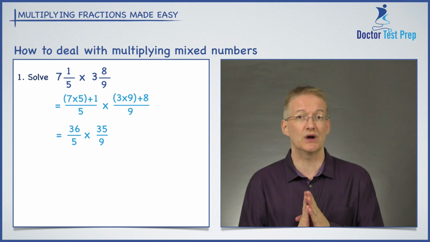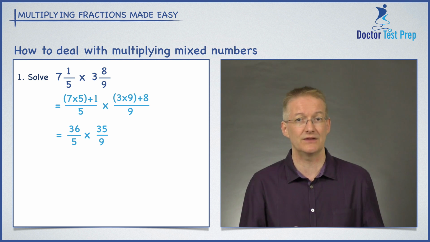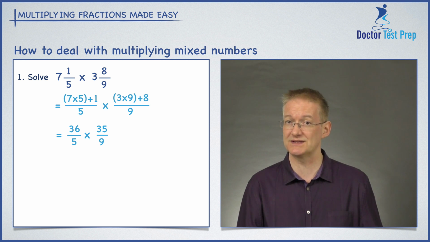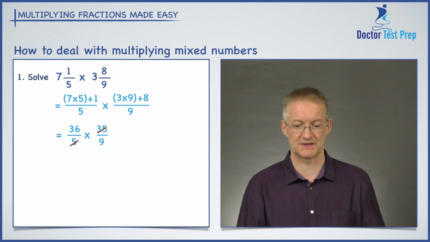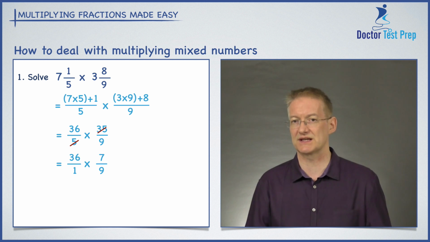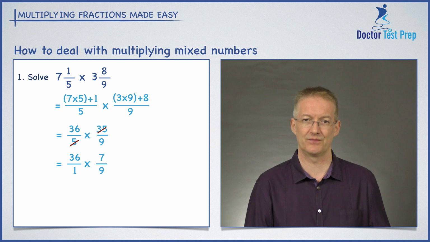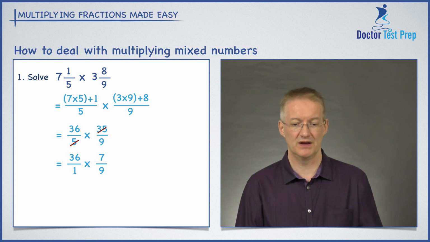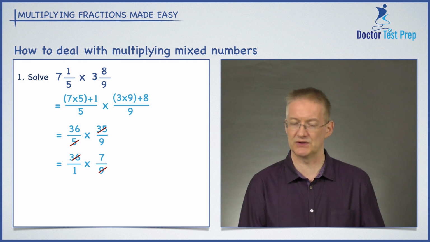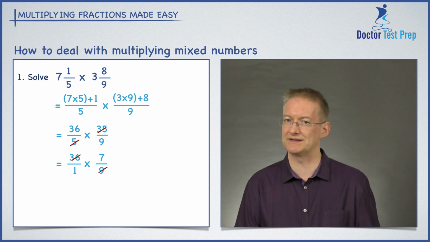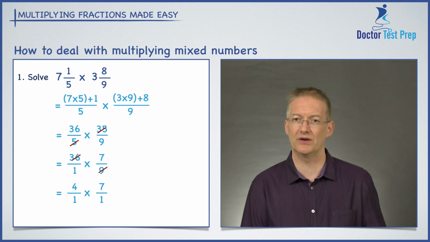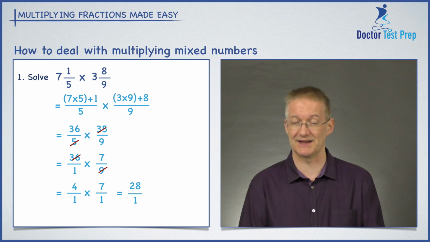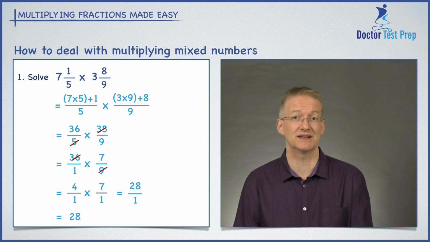So I'm going to try to reduce anything on the top with anything on the bottom that I can see. Now the first thing I notice here is 5 goes into 5 once, and 5 goes into 35 7 times. So this is going to become 36 over 1 times 7 over 9. Then I'm thinking, look at that 36 and 9. 9 goes into both of them. So 9 goes into 36 4 times, and 9 goes into 9 once. So I've got 4 over 1 times 7 over 1, which is going to leave me with 28 over 1, or 28. So my answer here is simply 28.